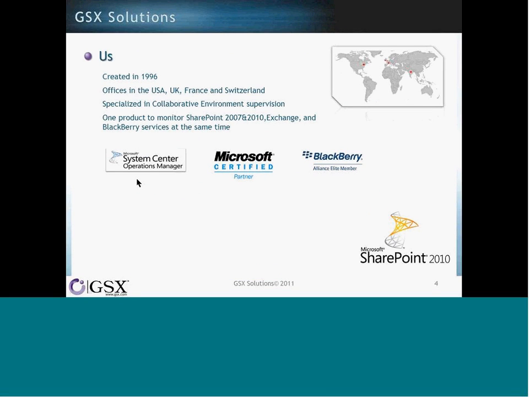Look who GSX is. We've been around since 1996. We have offices in several different countries, U.S. We're actually headquartered in Switzerland. We have offices in the UK and France as well. We specialize in monitoring and reporting on the collaborative environment. So that means multiple platforms. Here we're here primarily to talk about Exchange, but we also monitor SharePoint. We also monitor mobility. We also monitor Domino, as a matter of fact. So some of our clients have multiple platforms that you can monitor.